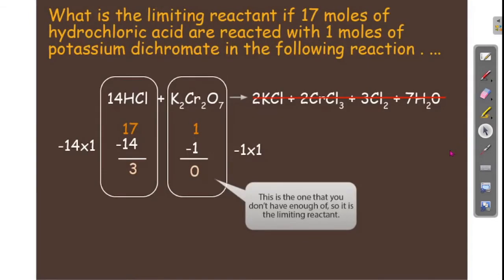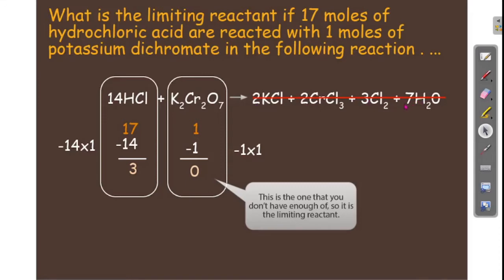Okay, here we go. Another example. What is the limiting reactant if 70 moles of hydrochloric acid are reacted with 1 mole of potassium dichromate in the following reaction? So they give you the reaction. This is already balanced for you. So it says that you need 14 of this hydrochloric acid. You need just the 1 here with the potassium dichromate, and you'll be producing 2, 2, 3, and 7.